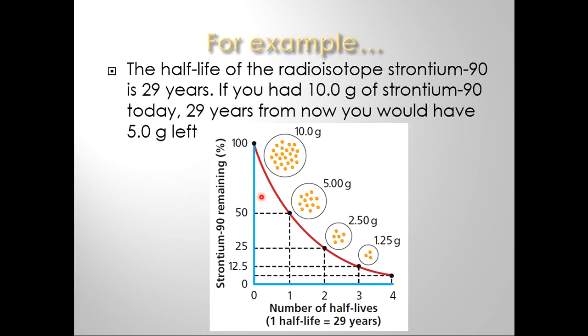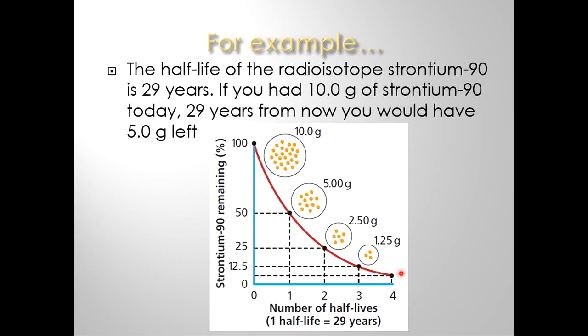So if you take a look at this graph, we start at 100% or at 10 grams. In 29 years, this amount gets cut in half as strontium-90 decays. So 10 goes to 5. And it takes another 29 years for 5 grams of strontium-90 to decay to 2.5 grams. 2.5 grams, 29 years later, will go to 1.25. 1.25 will again be cut in half in 29 years. If you look at the percentages, it goes from 100% to 50% to 25% remaining to 12.5% remaining, and so on and so on.